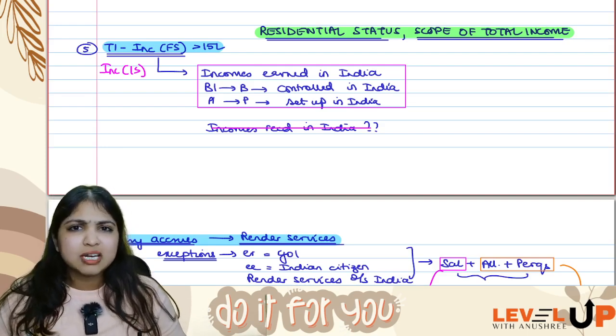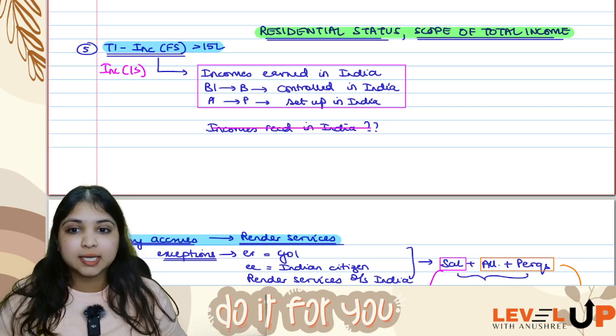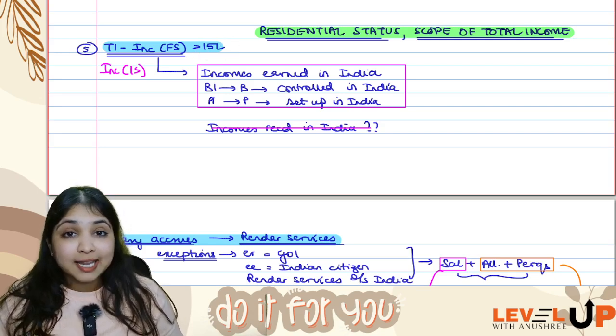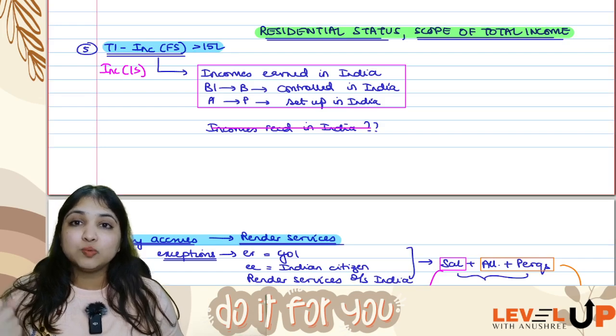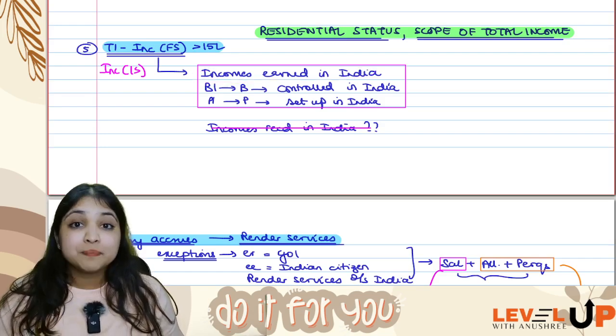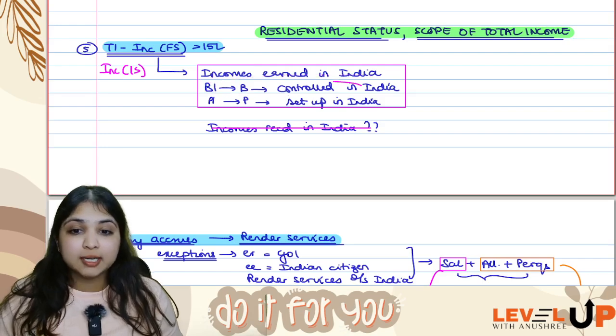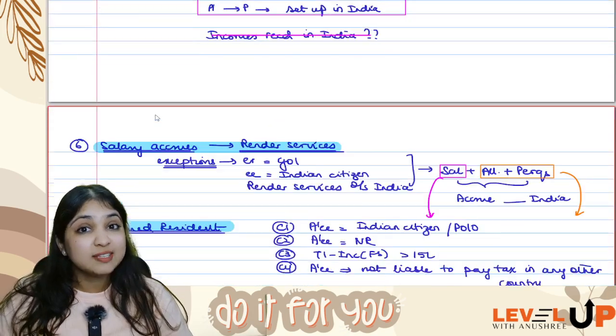Income from Indian source generally means only one thing, which is income earned in India. But for the purpose of this 15 lakh calculation alone, income from Indian source will mean 3 things: incomes earned in India, business incomes from businesses controlled in India, professional incomes from professions which are set up in India.